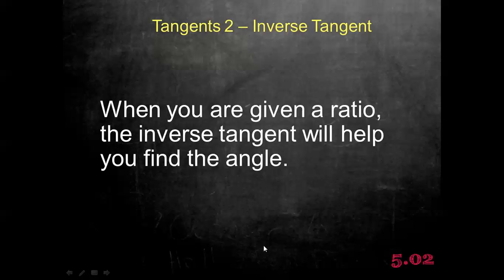In this video lesson, we are going to cover the second part of tangents, which is covering inverse tangent. If you remember in lesson 1, we talked about the tangent ratio. We used the tangent ratio and the tangent button to find the ratio when you were given an angle. So we could use tangent if we're given an angle and a side to find another side, or we could just find the ratio if you are given the angle. Now, the inverse tangent is if you're given a ratio, then it will help you find the angle.